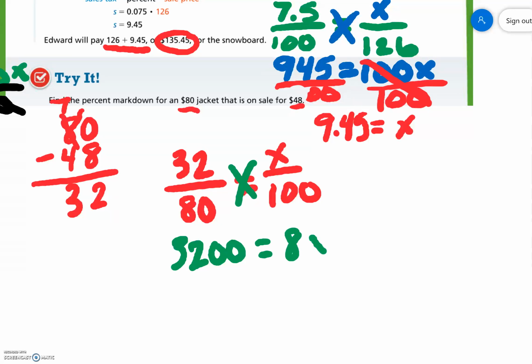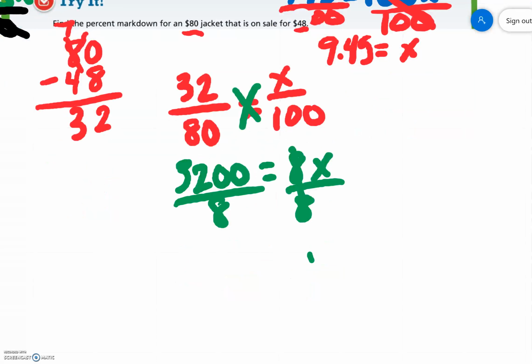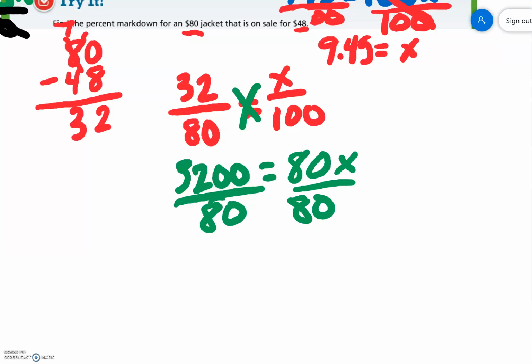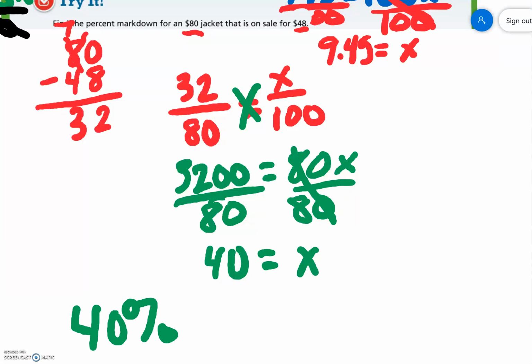3,200 equals 80x. Divide by 8. X equals 400. Oh, divide by 80. Back it up, Miss Justinger. Sorry, 3,200 equals 80x. So we divide by 80, those cancel out. X equals 40. So that means it was marked down by 40%.